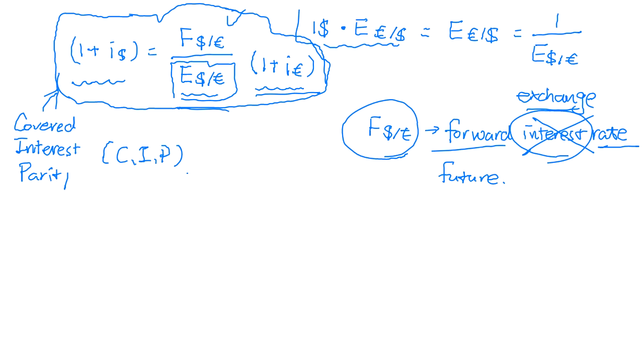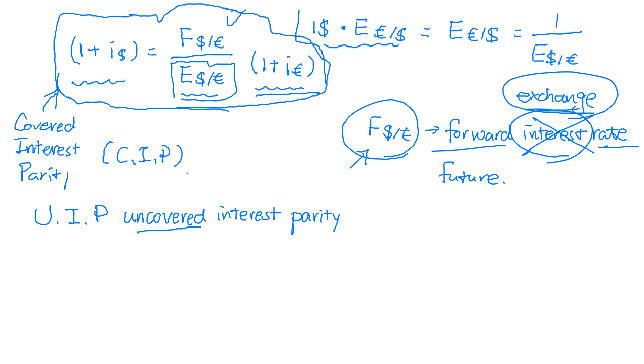And then what is the uncovered interest parity? The only difference between those two parities is that instead of using the forward exchange rate in uncovered interest parity, I substitute my expectation to the forward exchange rate, right? So this is the expected exchange rate, right? So the mechanism is the same, right?